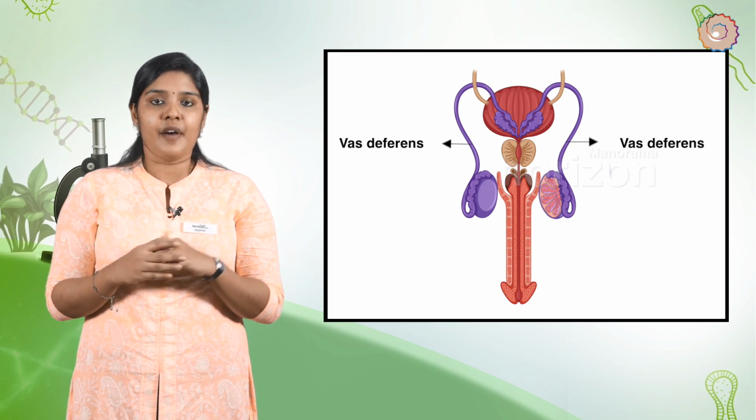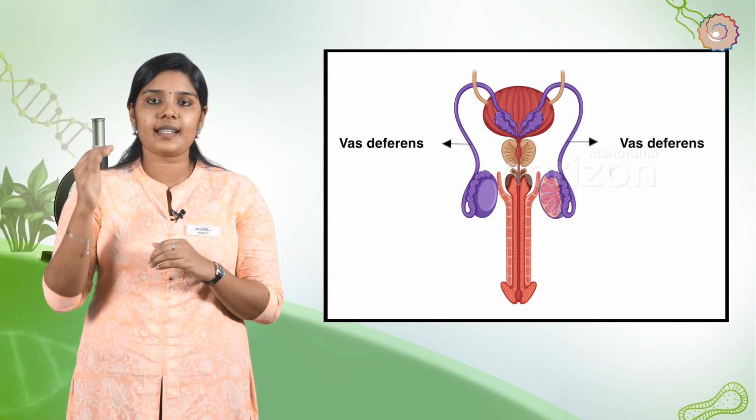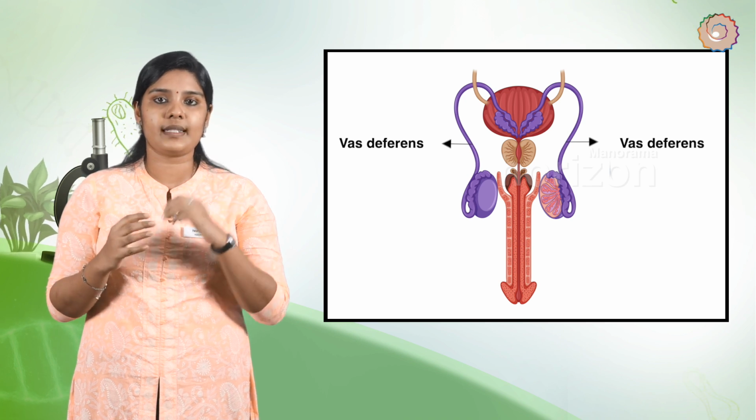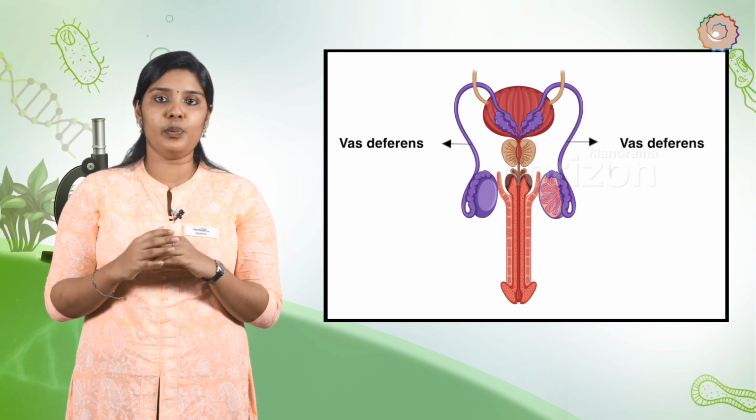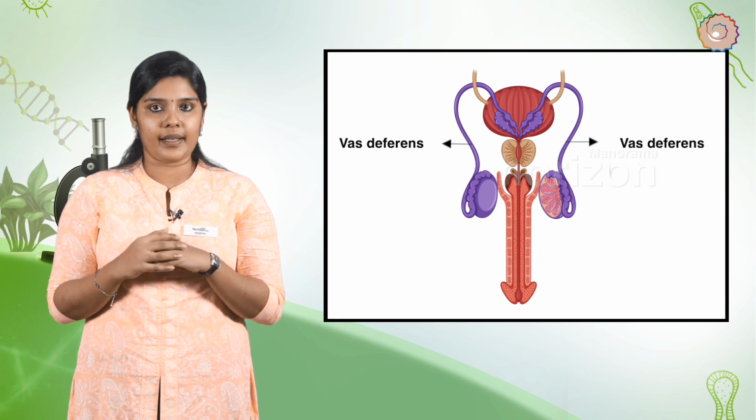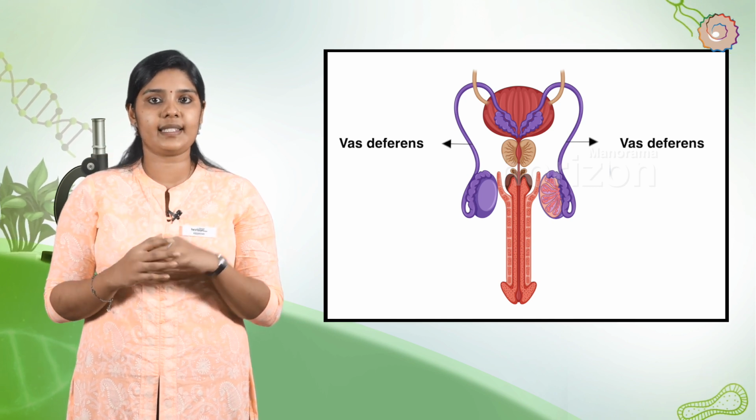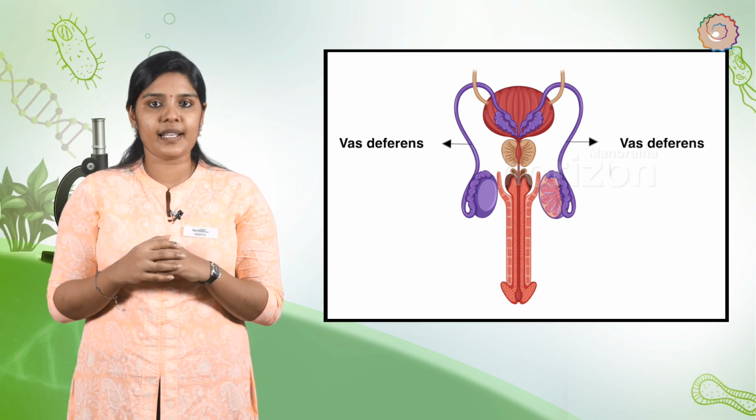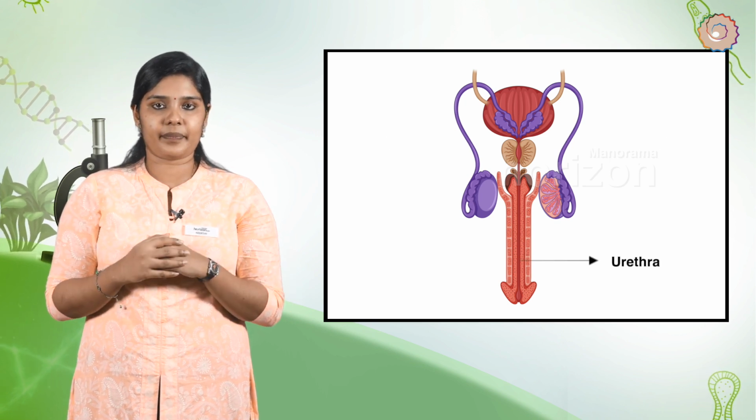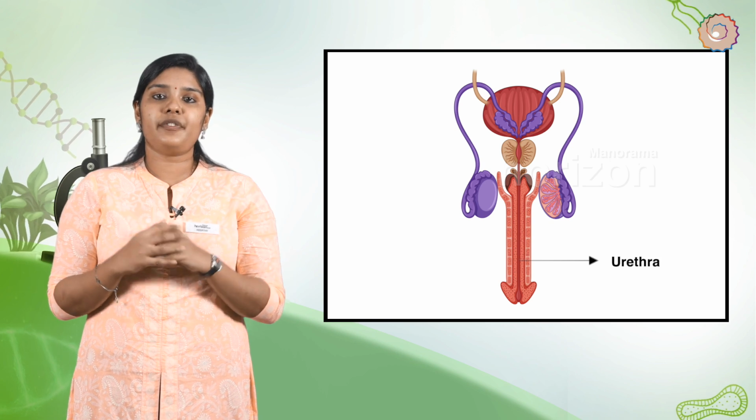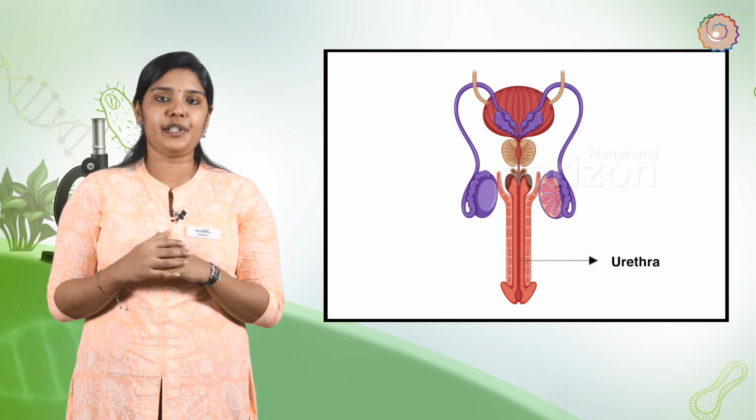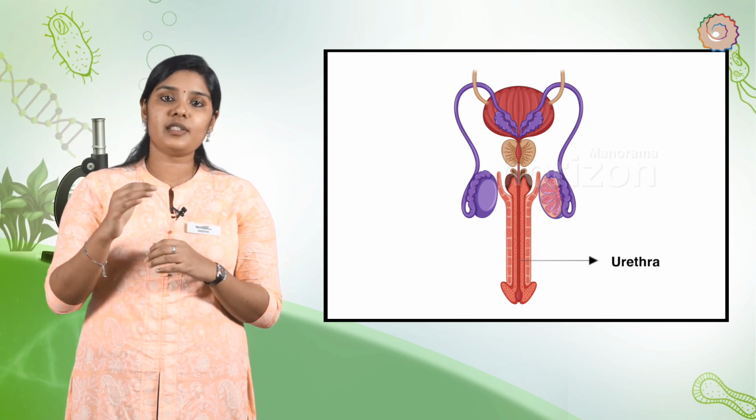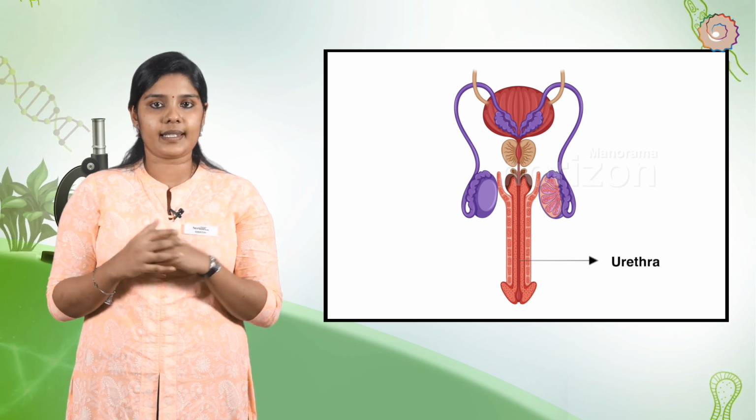Vas deferens. From each testis, a duct arises which is known as vas deferens, which joins a tube coming from the urinary bladder and also the tube which connects the testis with the urethra. Vas deferens brings the sperms from the testis. Urethra. Vas deferens tube opens into a common tube called urethra. It runs through a muscular organ called penis.